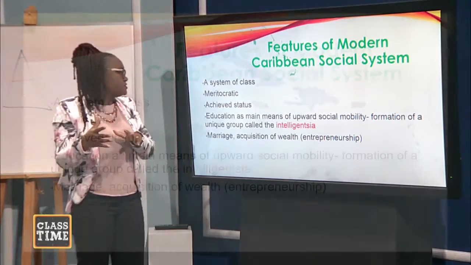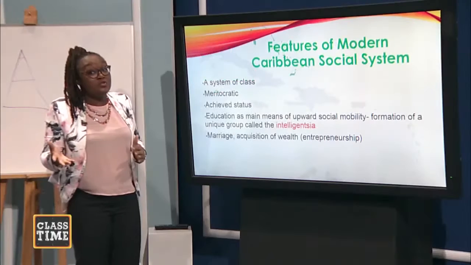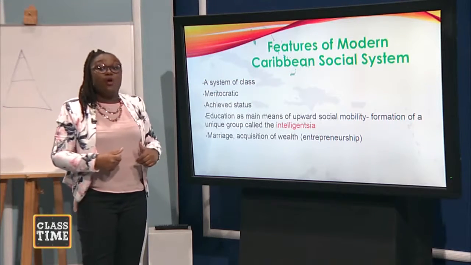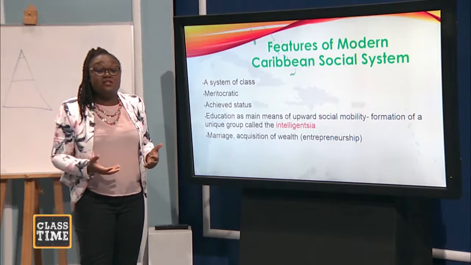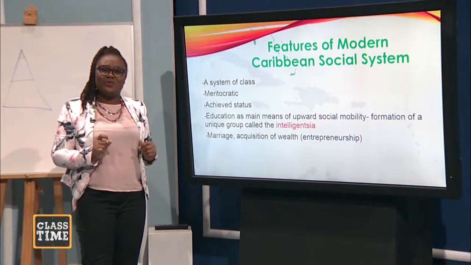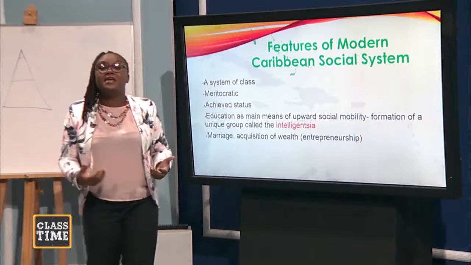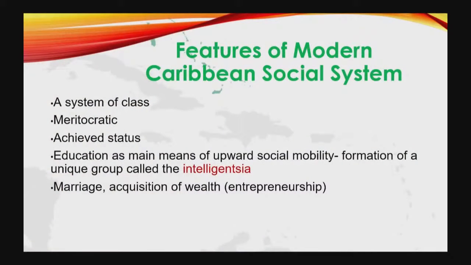Now, what are the features? It is meritocratic. We already said it is a system of class, but it is also meritocratic, which means you have to earn it, much like, well, not precisely like how you would earn it in the Kalinago system, but you still have to earn it. You have to do something, all right? You achieve status. It's not necessarily the status you are born in, although we could argue that somewhat. Yes, that's debatable.